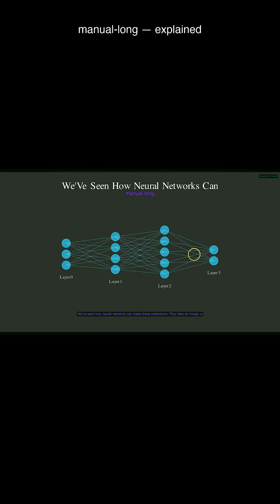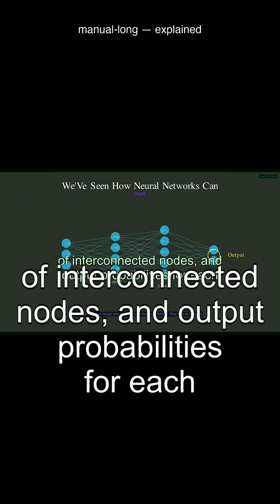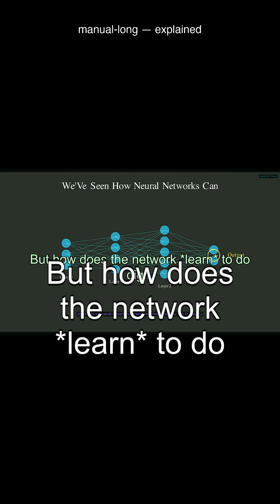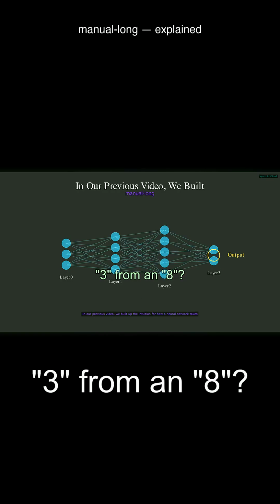We've seen how neural networks can make these predictions. They take an image, process it through layers of interconnected nodes, and output probabilities for each digit. But how does the network learn to do this? How does it get better at distinguishing a 3 from an 8?